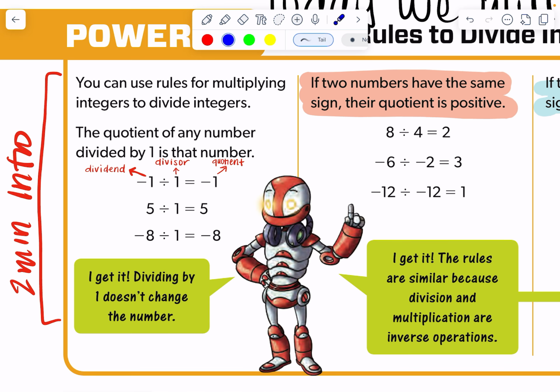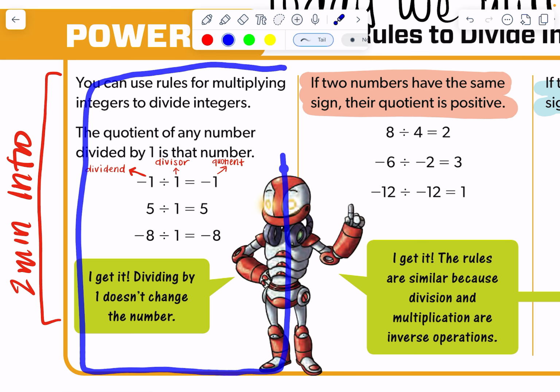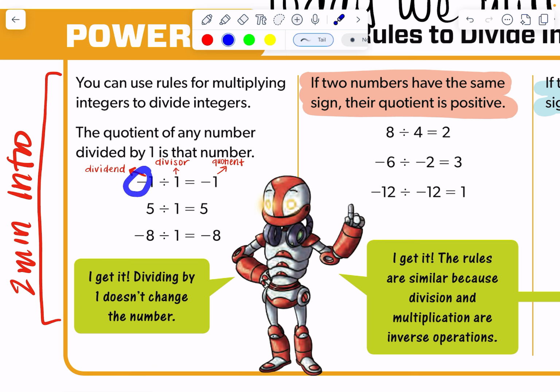on their exit ticket. The first one is that when you are dividing a dividend by a divisor of 1, your quotient is going to be the exact same as that dividend. So -1 divided by 1 still results in a quotient of -1. The number you started out with is the same number you ended up with.